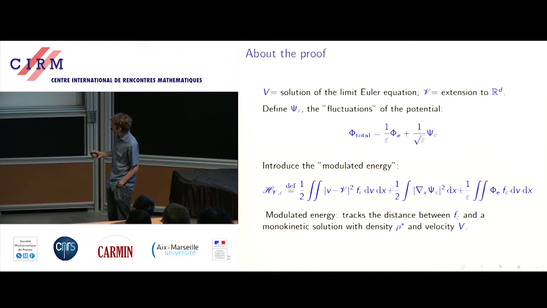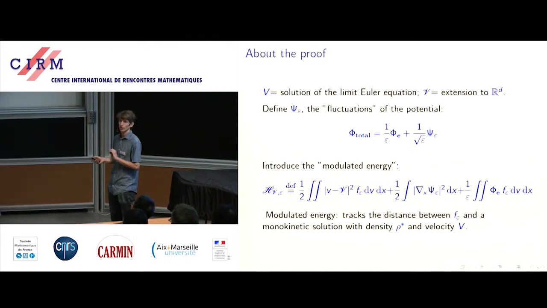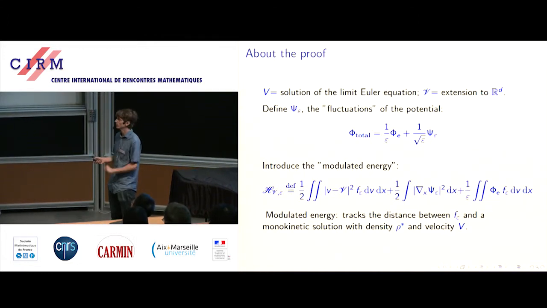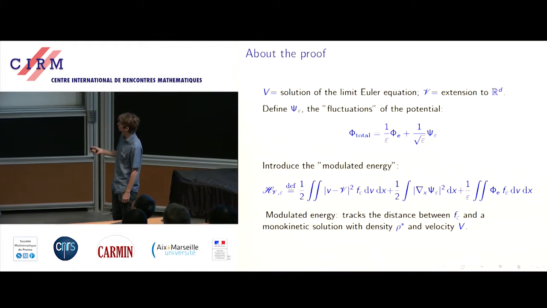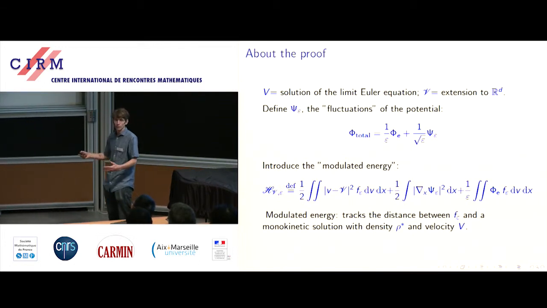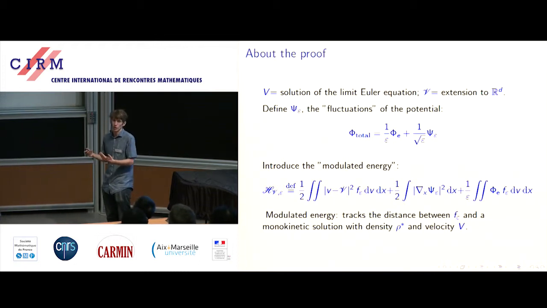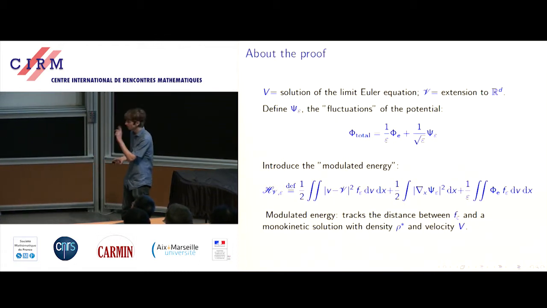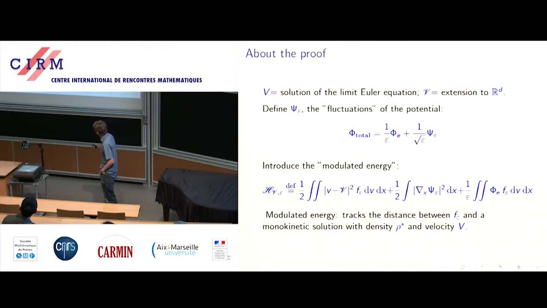So you can understand, it tells you how far you are from the limit density rho star and how far you are from a monokinetic distribution. If this is small, it means that you are close to a monokinetic distribution with this velocity. And if this is small, it means that your total potential energy is small. It means that your density rho epsilon is close to your limit density rho star. So really controlling this modulated energy, sometimes called relative entropy, will be the key.